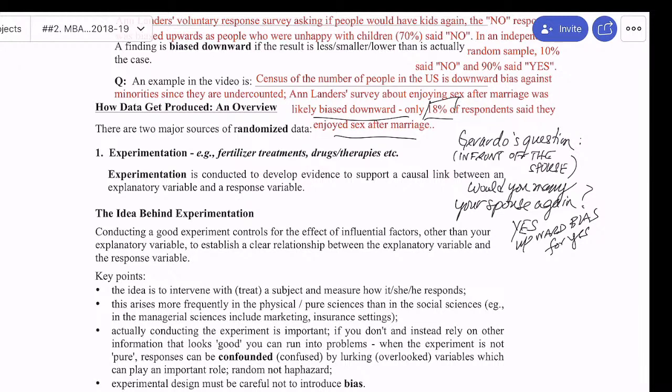It's really important to actually conduct the experiment properly. If you don't, and instead rely on information that looks good, you can run into problems. When the experiment is not pure, responses can be confounded or confused by lurking or overlooked variables, which can play an important role. And make sure it's random and not just haphazard. Random is a very specific term in statistics, and you learned from the videos what it takes to randomize a sample.